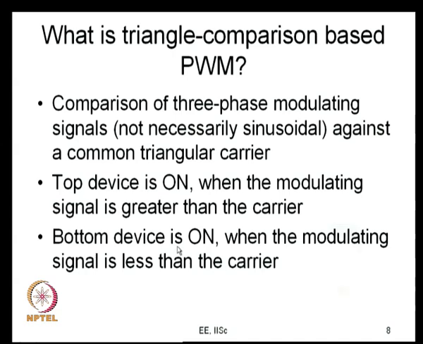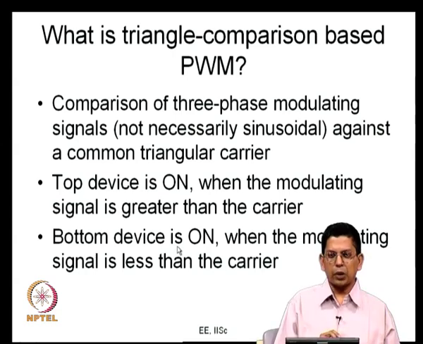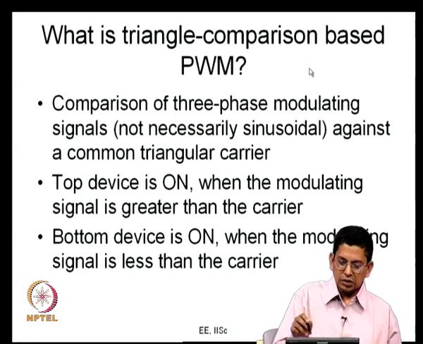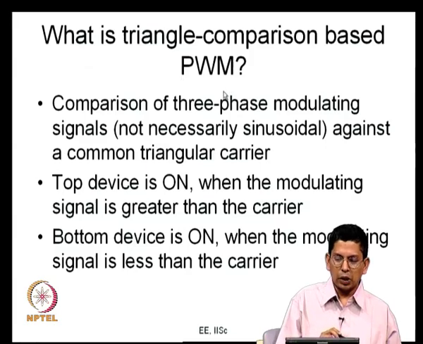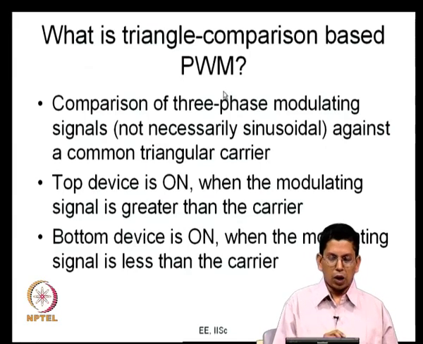Since I said triangle comparison based PWM, let us try and define that. What is this triangle comparison based PWM? It is one way of generating PWM waveforms. PWM waveforms are the gating signal waveforms that are required to switch the devices on and off. So, how do you do that?